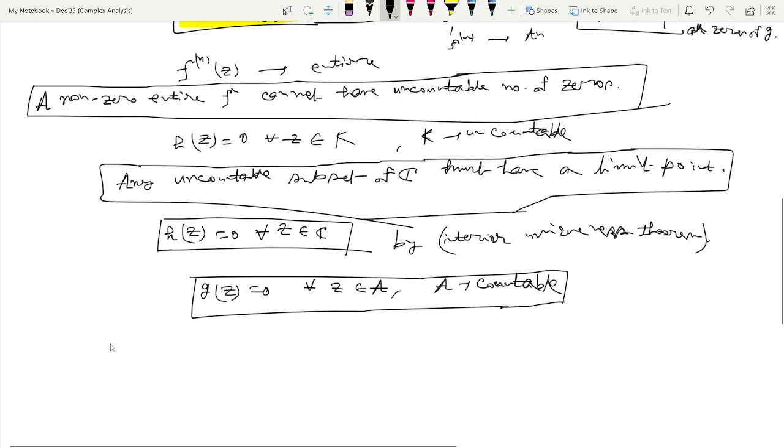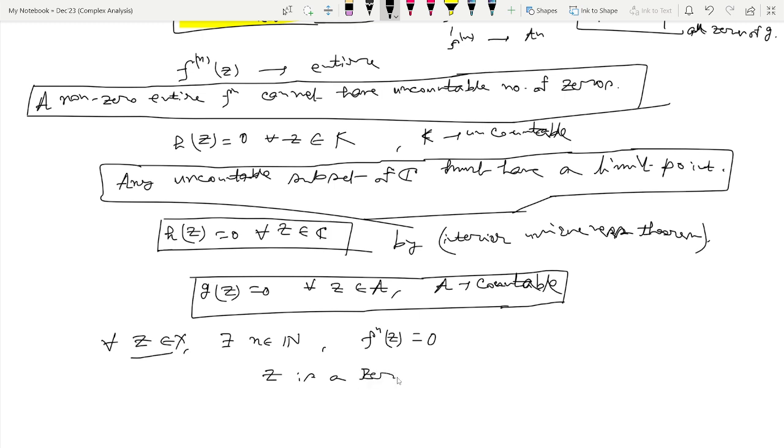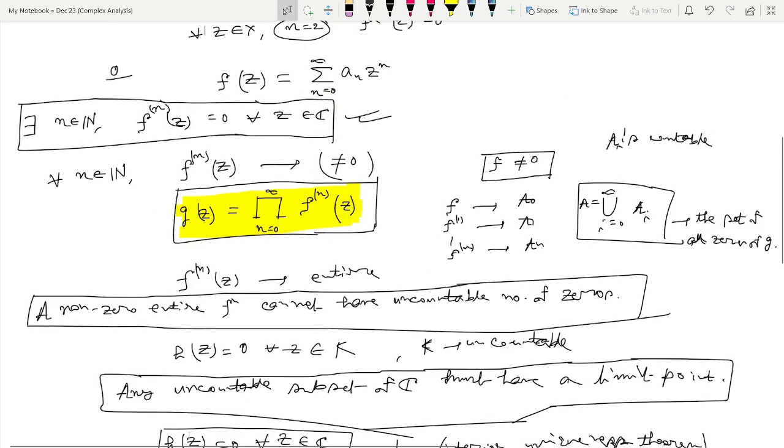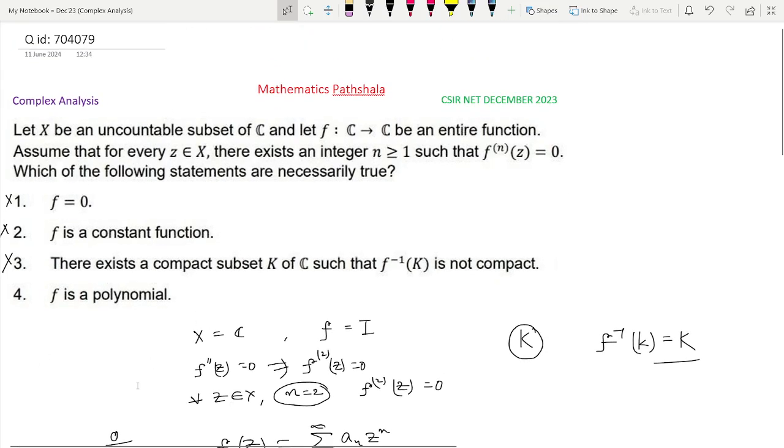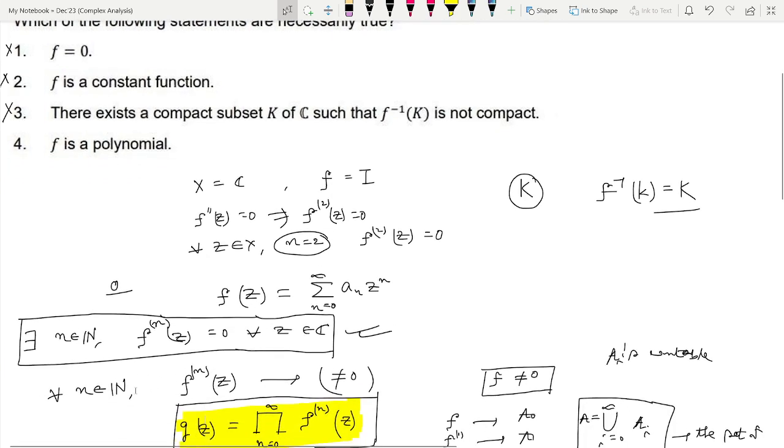Now we are given that for all z belongs to X, there exists n belongs to N such that f_n(z) = 0. That means for all such z belongs to X, z is a zero of f_n for some n. That means z belongs to A_n. So we have X is a subset of the union of A_n, n equal to 0 to infinity. The right hand side is a countable set, but the left hand side is uncountable by our hypothesis that X is an uncountable set, which is a contradiction. This cannot happen. So where do we get this contradiction?